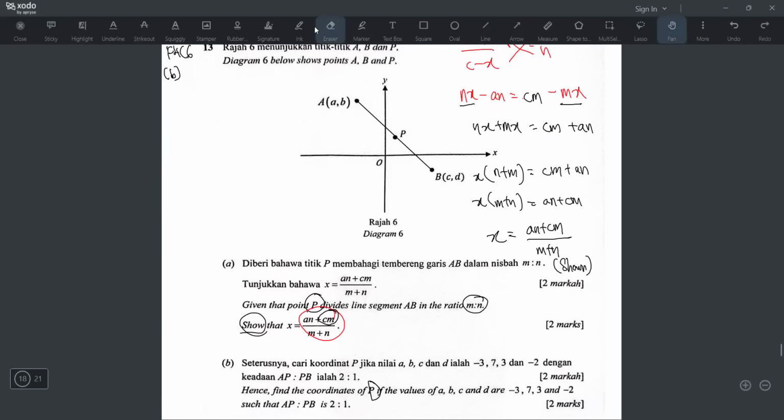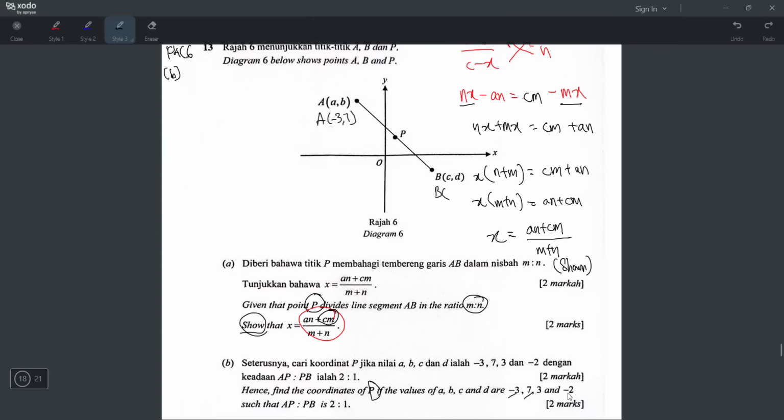Let's go. Small a, small b is negative 3, 7. So this is negative 3, 7. And for my b, they give us C, D: 3, negative 2. Then they want to find point P, but they need to give us the ratio. They gave us here AP to PB is 2 to 1. Look carefully, the alphabet is PB. Nice. Now let's find the coordinates of point P. We already know how to do it. It's the divisor of line segment formula.